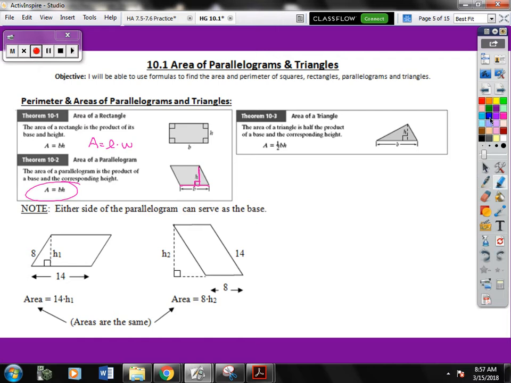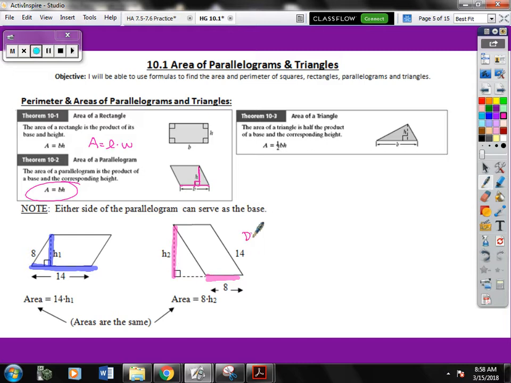So you could use this base and this height, which would be, the area would be then 14 times h1. Or you could use the 8, because they've kind of flipped that picture. You cannot use the 14, that's the height. The height would actually fall outside of the shape. Make sure you do not include this imaginary part that is not part of the parallelogram. That's just an extension to help you find the altitude or the height. So you would multiply 8 times h2.